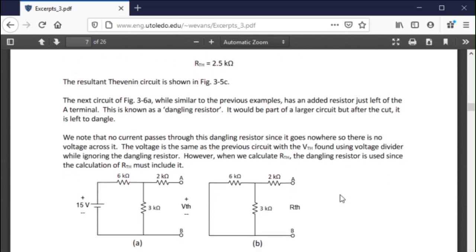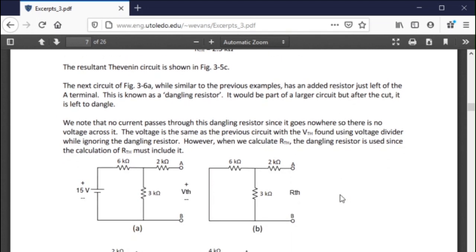Okay. Now this next circuit is a little different than the last circuit. I call this the case of the dangling resistor. So this resistor out here just left a dangle, right? It was part of a circuit over here, but now you've taken that circuit away, and this one just left a dangle. It's not used for VThevenin, but it is used for RThevenin.